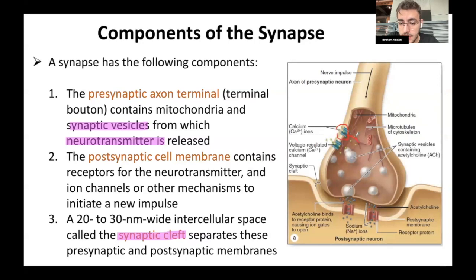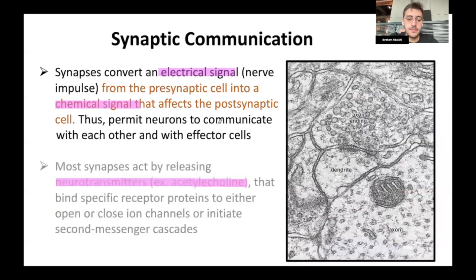Calcium is going to enter the axon terminal, and then it's going to activate some proteins here, which will allow for the fusion of the vesicles. These vesicles will release the neurotransmitter, and then this neurotransmitter will bind onto the postsynaptic membrane, opening other receptors, in this case sodium channels, activating the other neuron. And this is essentially what happens inside a synapse.